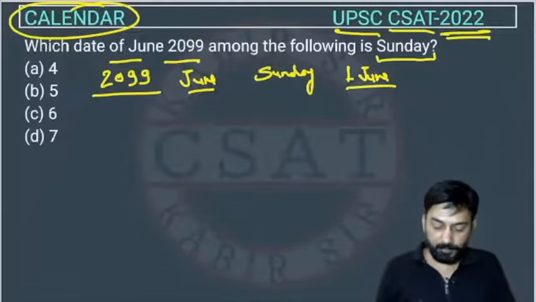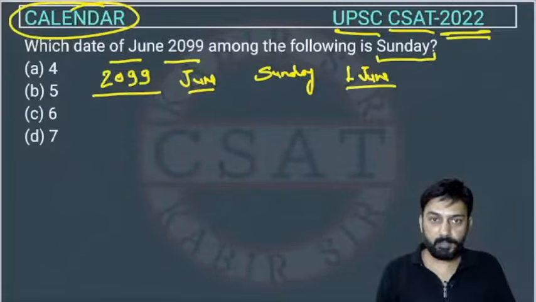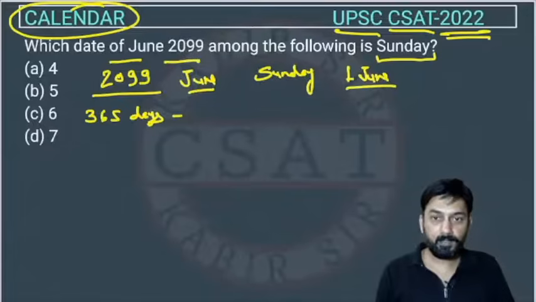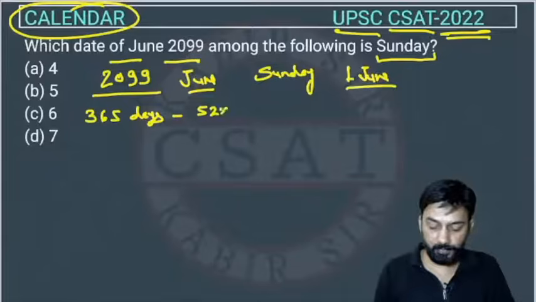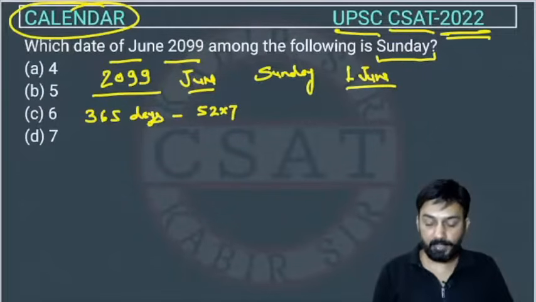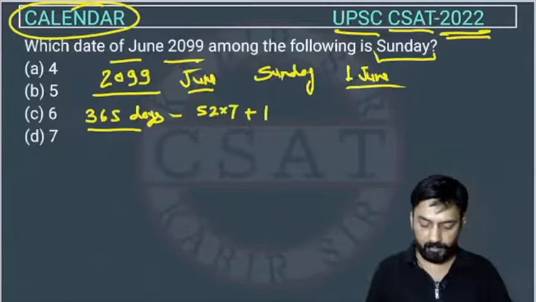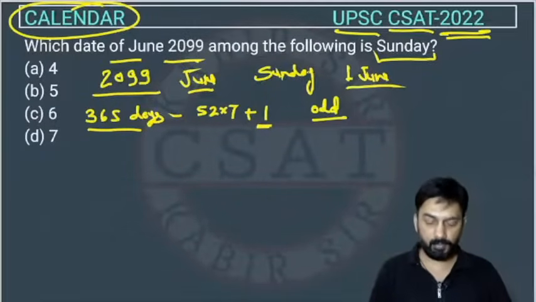So in the calendar chapter we have to remember the odd days. Odd days means, if you see, in a normal year there are 365 days. In 365 days, how many weeks are there? There are 52 weeks, so this will be 52 into 7, and 1 day is remaining. So there will be 1 odd day. In 365 days we have 1 extra day, and this extra day we call an odd day. So 1 odd day in a normal year.